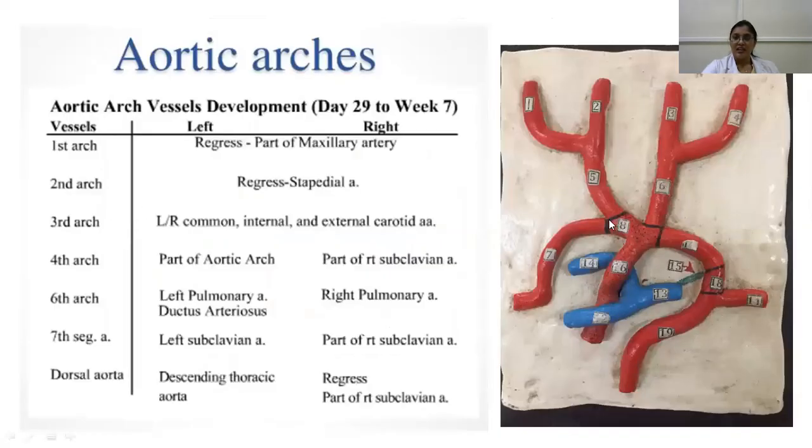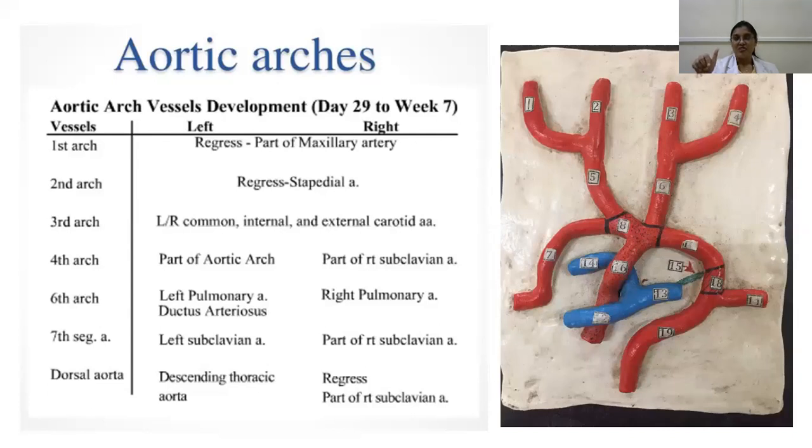Then this is again the aortic arches here. You can see this is the common carotid with external and internal carotids. Then here you can see the subclavian, the seventh segmental artery. This is the arch of aorta, and you can see the pulmonary arteries, and this is your ductus arteriosus. So we've got 6 pairs of arches, of which the fifth one is transitory. We won't talk about it.